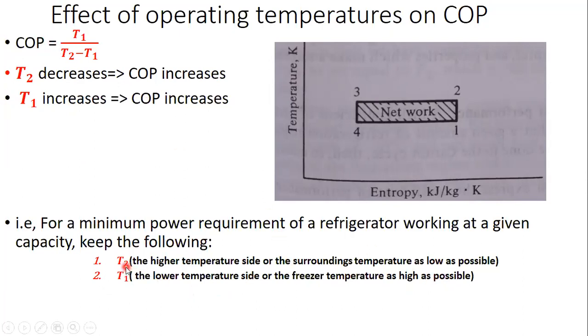Then the second consideration: T2, the higher temperature side or the surroundings temperature, should be kept as low as possible. But for making the energy consumption of our household refrigerator a minimum, we cannot always control the surroundings temperature. The atmospheric temperature is beyond our control. So these are only mathematical considerations. But as far as possible, if T2 is kept low and T1 is kept high, the COP will be increasing.